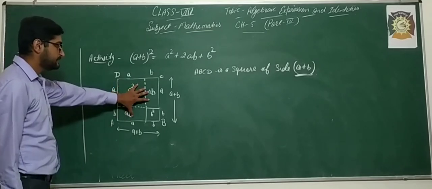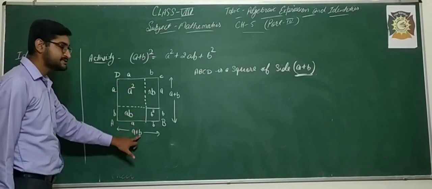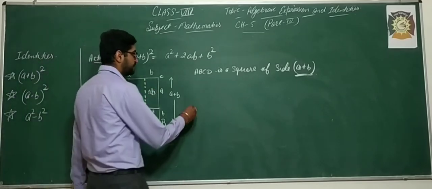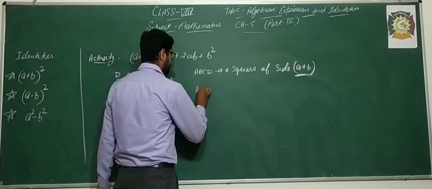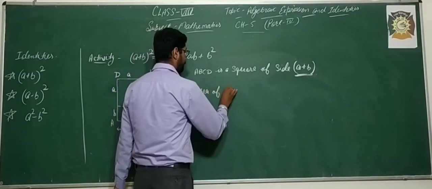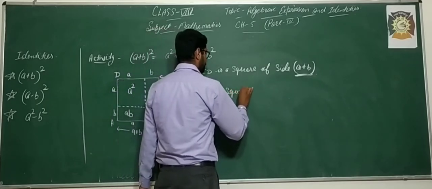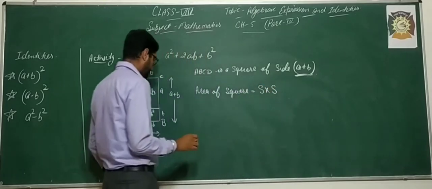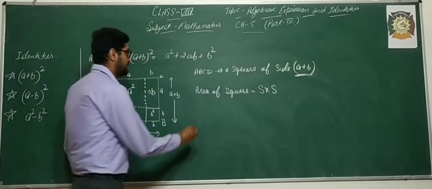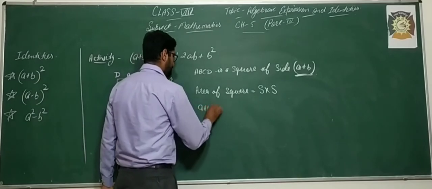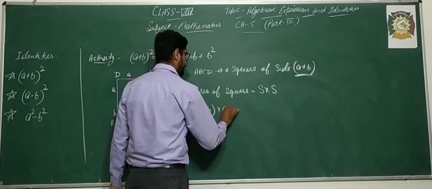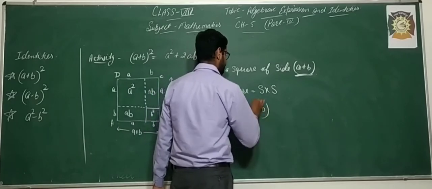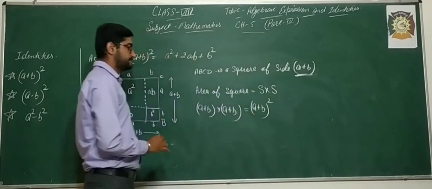As it's a square of side a plus b, the area of this square will be side into side. As the side is a plus b, this will be (a plus b) into (a plus b), that is equal to (a plus b) whole square.